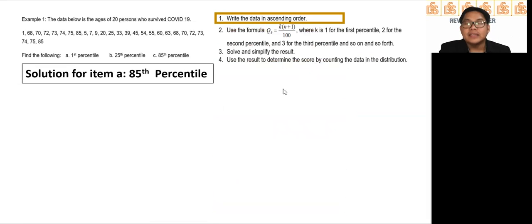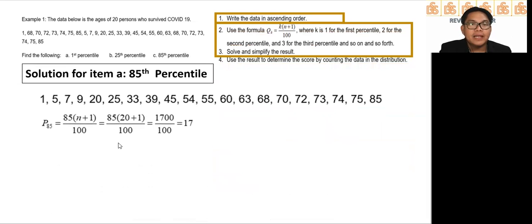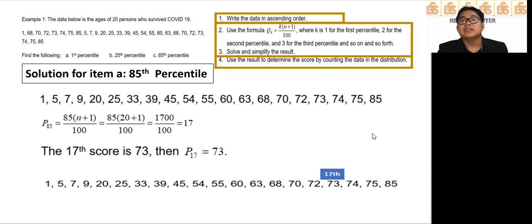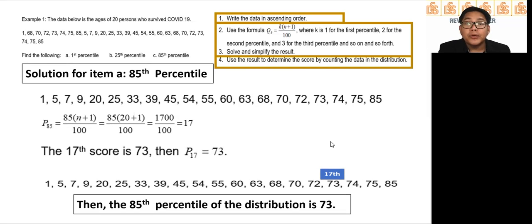Let's proceed to the third and last item, where we are looking for the 85th percentile. Write the data in ascending order again. Use the formula; instead of K, we replace it by 85, and N is 20. That results to 20 plus 1, 21, times 85 is 1,700, divided by 100 is 17. Luckily, the score is exact. It's the 17th score. Counting 1, 2, 3, up to 17, 73 is the 17th score. Then we say that the 85th percentile of the distribution is 73.